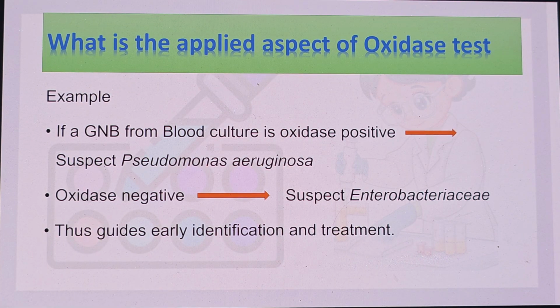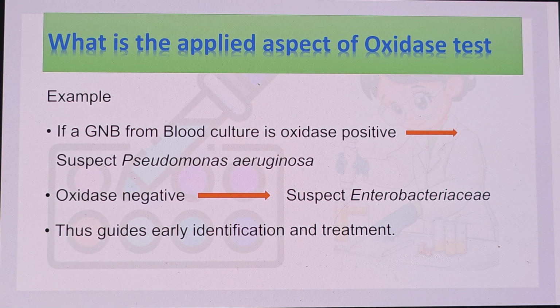What is the applied aspect of oxidase test? If a gram-negative bacilli from blood culture is isolated and it is oxidase positive, you should suspect Pseudomonas aeruginosa. If oxidase negative, then you should suspect Enterobacteriaceae family. Thus guides early identification and treatment.